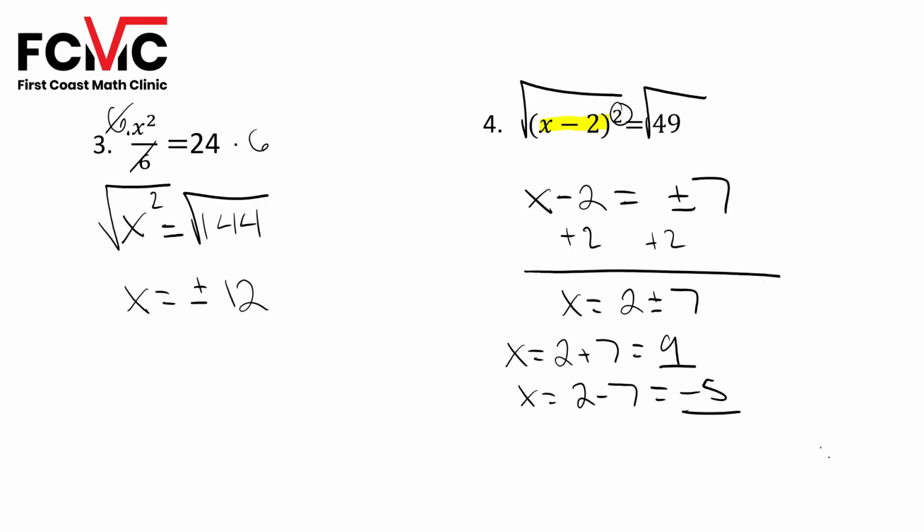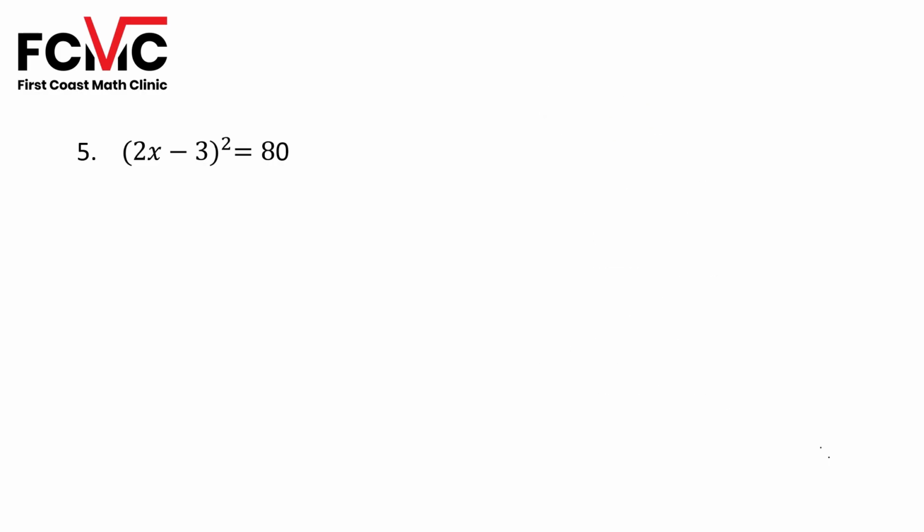All right, let's do one more example. Number 5, we're squaring the entire left side, 2x minus 3 squared. So let's undo that squaring, take the square root of the entire left and right side. The square and square root are going to cancel out on the left, so we're going to have 2x minus 3 equals the square root of 80.